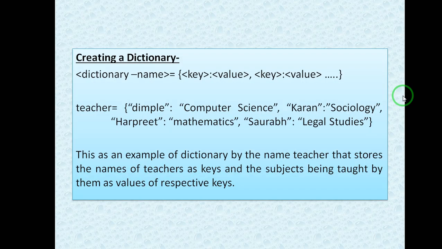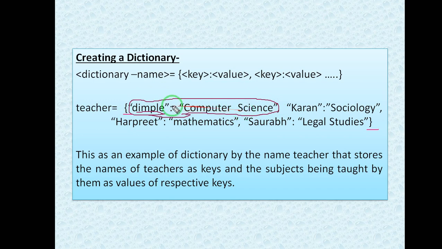Creating a dictionary is very simple. For creating a dictionary, we have to first create a dictionary object. You can give any valid name to the dictionary, like here I have given teacher. For creating a dictionary you have to use curly brackets. See, I have used curly brackets over here, and then you have to specify a key and then the value associated to that particular key. Like Dimple over here is a key and Computer Science is the value. This whole Dimple and Computer Science is one element.